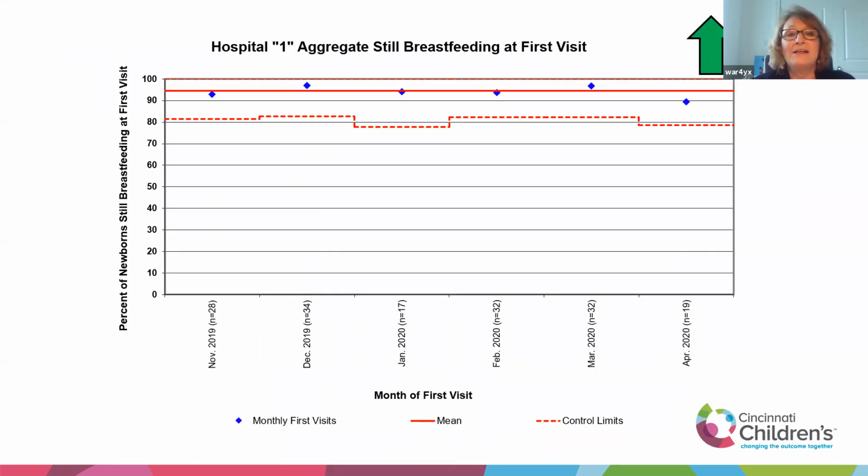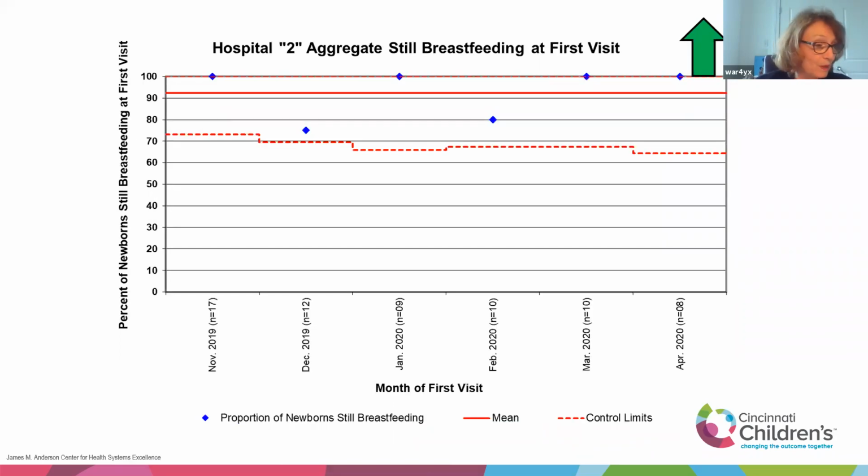So Hospital 1, aggregate still breastfeeding at the first visit. This takes into account any baby who came to any of our 3 clinics who was born at Hospital 1. And Hospital 1 has about 94% of babies still breastfeeding at that first visit, numbering from 17 to 32 babies overall. Next slide. Hospital 2, we have about 92% still breastfeeding at the first visit, a little bit less in numbers coming to our clinics, about 8 to 17 per month.